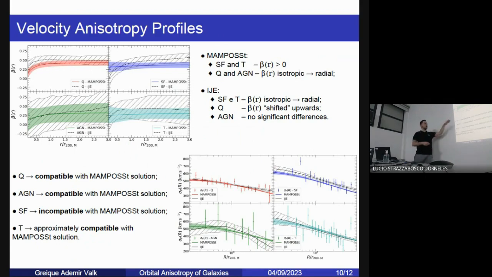Basically, analyzing these two figures, we can see that the quiescent population has a solution that is compatible with the MAMPOSSt solution, and we also have an equilibrium solution for the AGN population obtained using the MAMPOSSt code. But for the star-forming population, the solution that we obtained is incompatible with the MAMPOSSt solution. And for the transition population, we have a solution that is approximately comparable with the MAMPOSSt solution.